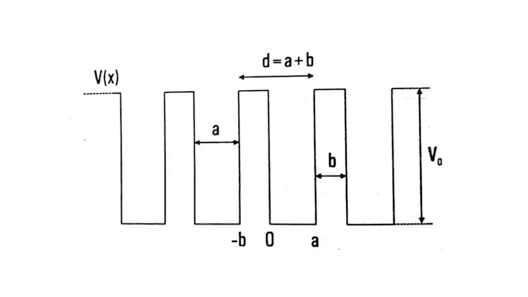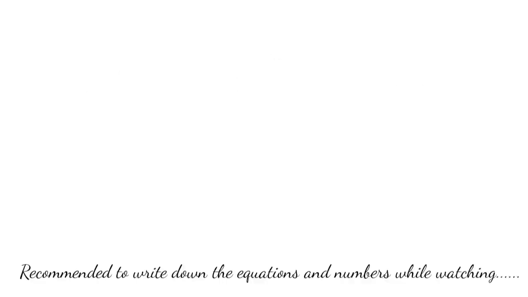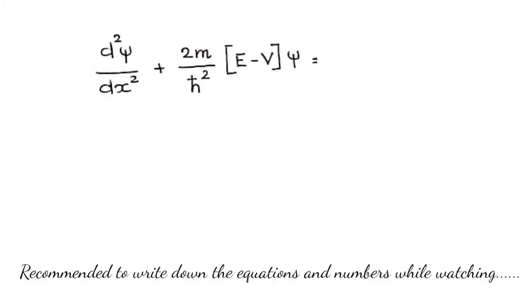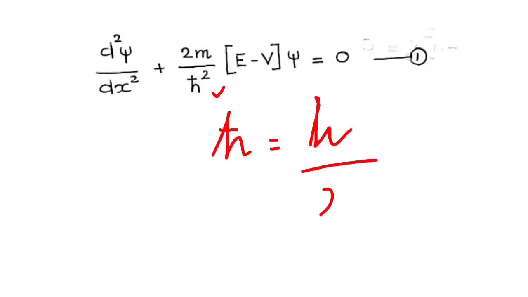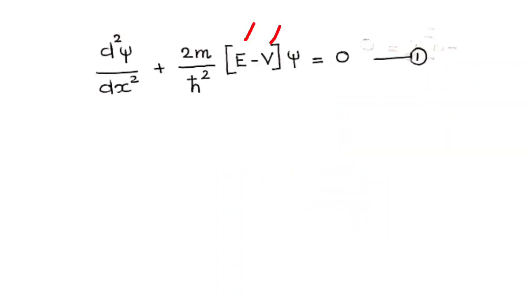Now we can start the derivation. We know that the Schrodinger wave equation for a one-dimensional particle is d square psi by dx square plus 2m divided by h cut square into E minus V into psi is equal to 0. Here psi is the wave function, m is the mass of the electron, h cut is h divided by 2 pi, capital E is the energy and capital V is the potential energy.